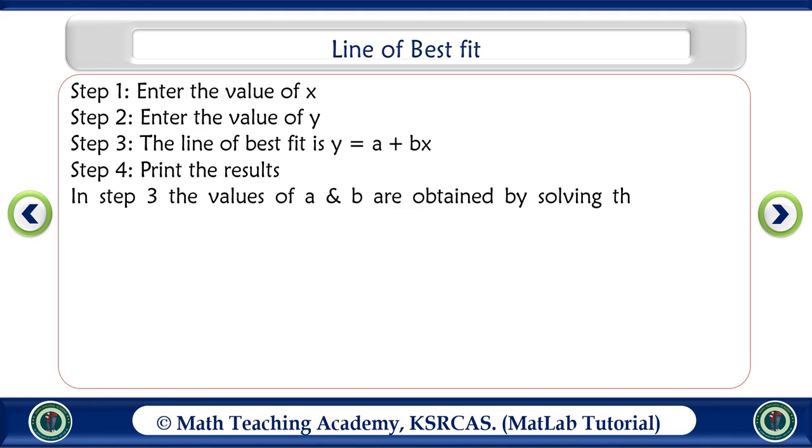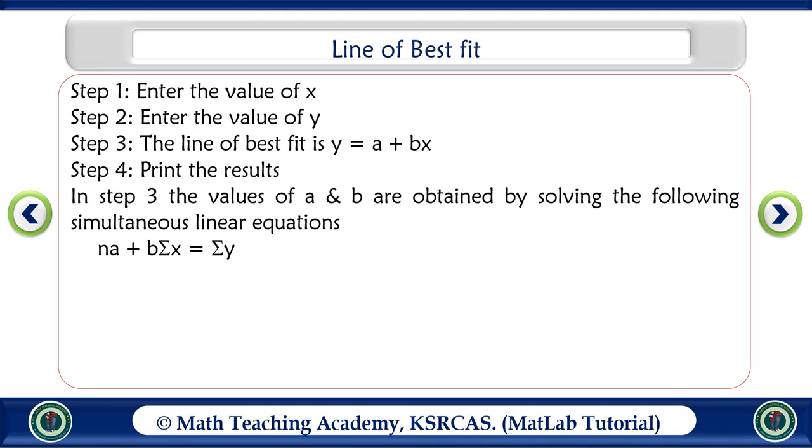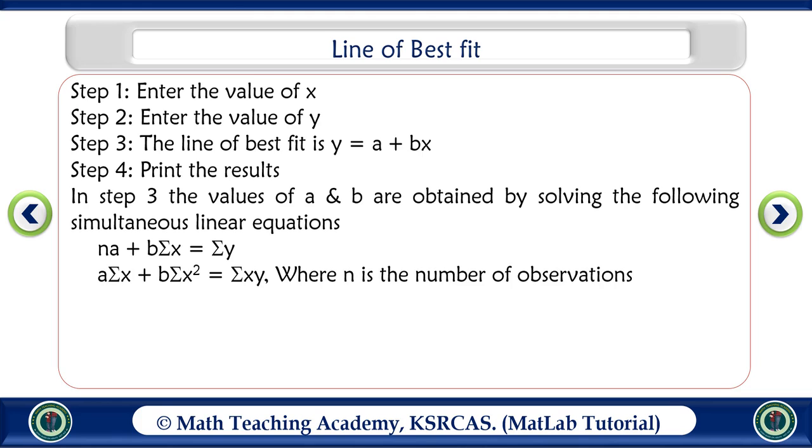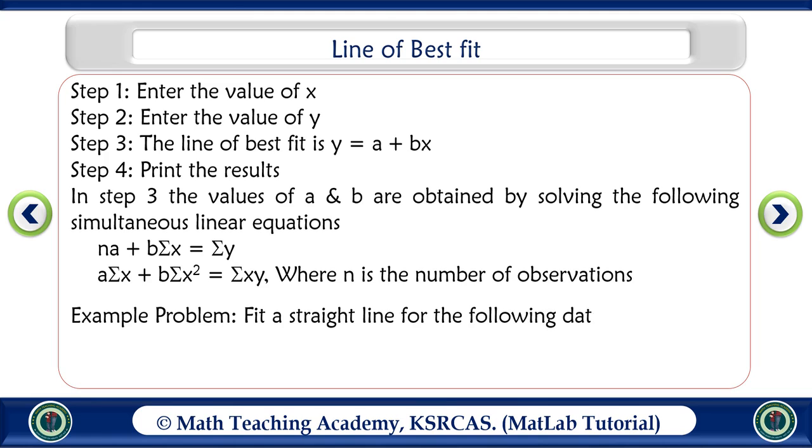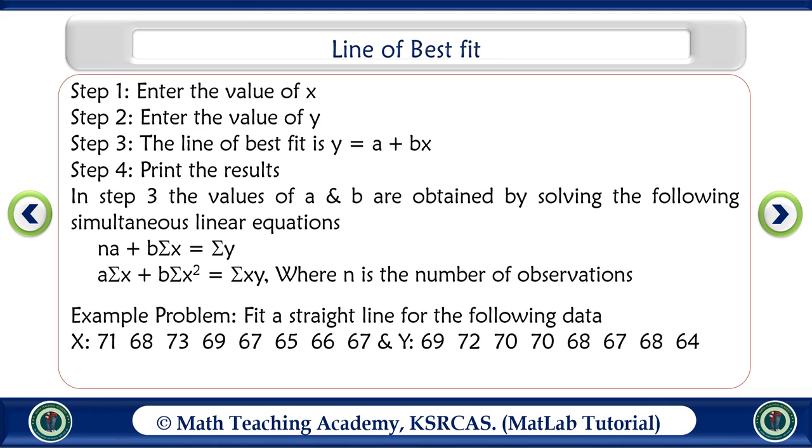In step 3, the values of a and b are obtained by solving the following simultaneous linear equations. na plus b summation x equal to summation y and a summation x plus b summation x squared is equal to summation xy, where n is the number of observations. So this is the example problem. Fit a straight line for the following data. Capital X becomes 71, 68, 73, 69, 77, 65, 66, 67 and capital Y becomes 69, 72, 70, 70, 68, 67, 68, 64. Here the answer is y is equal to 0.424x plus 39.562.